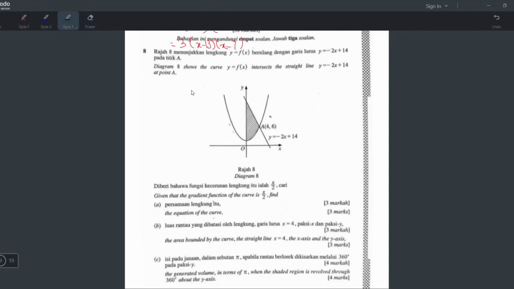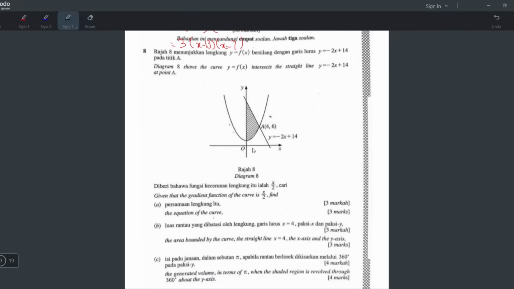Alright, number 8. Diagram 8 shows curve y equals f(x) intersects the straight line y equals negative 2x plus 14 at point A. So let's check, curve and straight line intersect at point A. Okay, correct. And they gave us the point A actually. Point A is (4, 6). And they also gave us the equation of the straight line, y equals negative 2x plus 14.